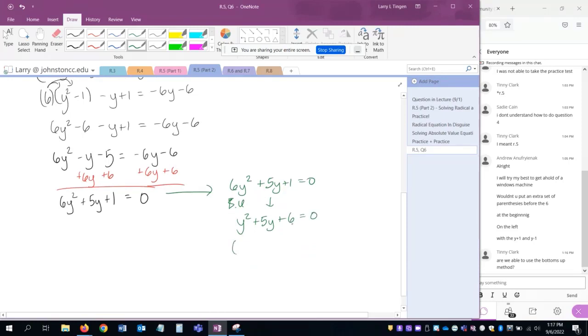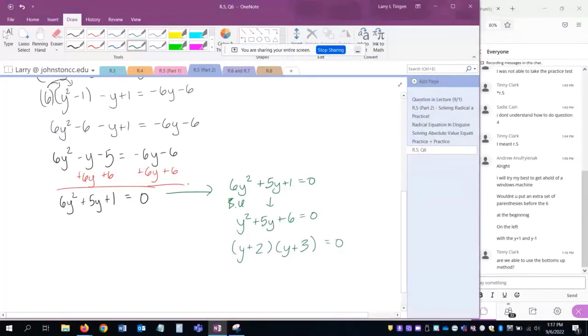Does this factor? Absolutely. Two things that multiply to 6 and add to 5. I'm multiplying to a positive 6 and I'm adding to a positive 5. My first thought was 6 and 1, but that doesn't work. But 2 and 3 does. And they're both pluses.